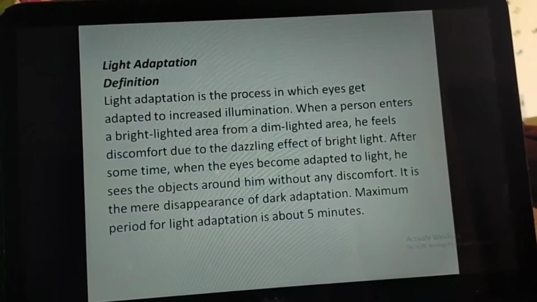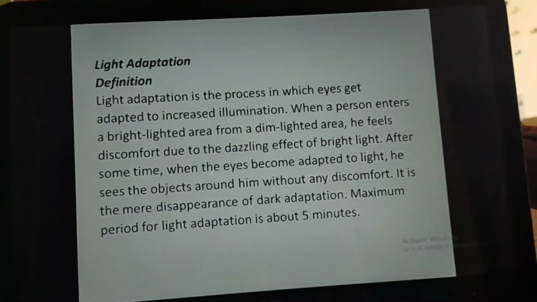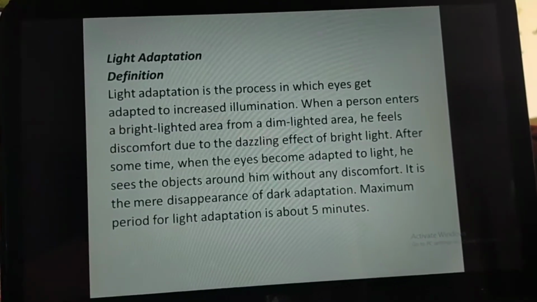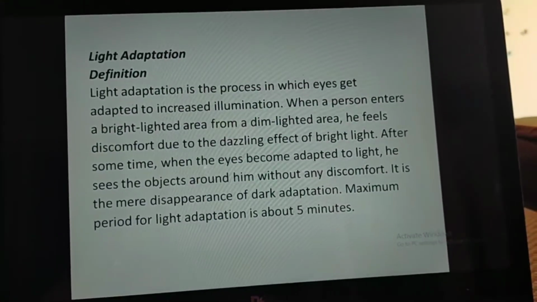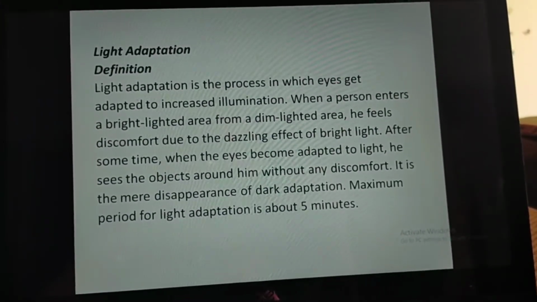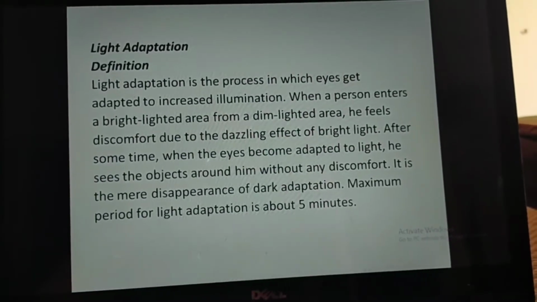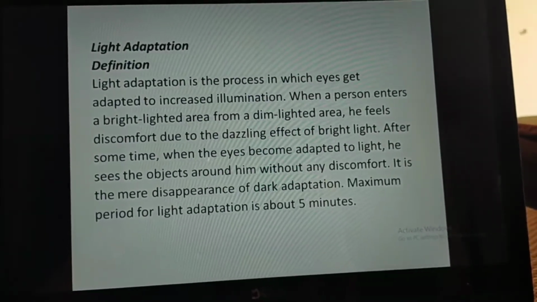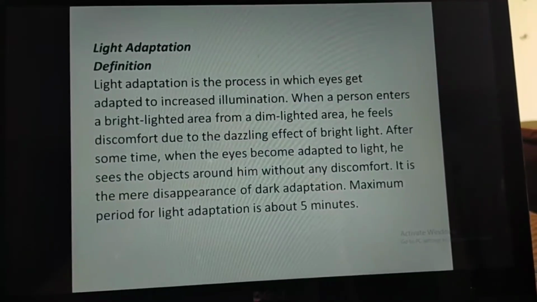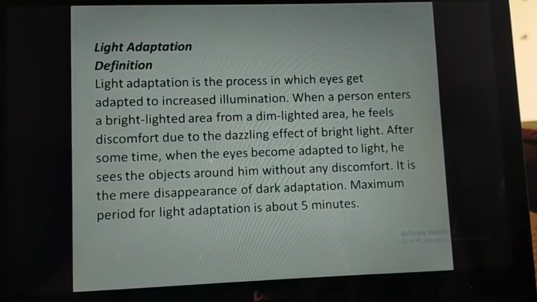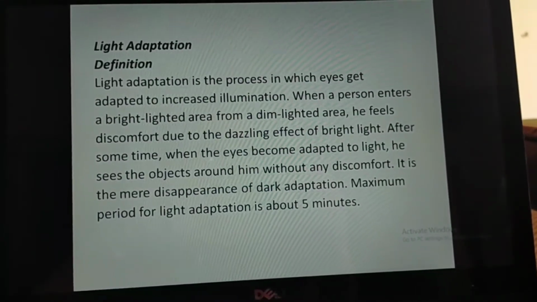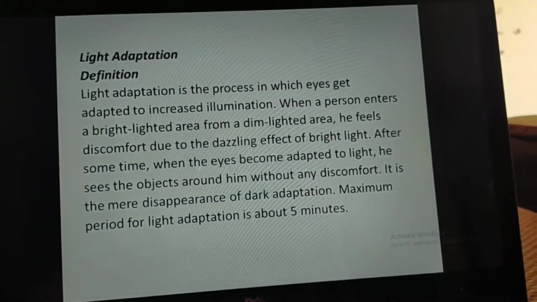Now we'll see the light adaptation. The definition of light adaptation: light adaptation is the process in which eyes get adapted to increased illumination. When a person enters a brightly lighted area from a dimly lighted area, he feels discomfort due to the dazzling effect of the bright light. After some time, when the eyes become adapted to light, he sees the objects around him without any discomfort. It is the mere disappearance of dark adaptation. Maximum period of light adaptation is about 5 minutes.